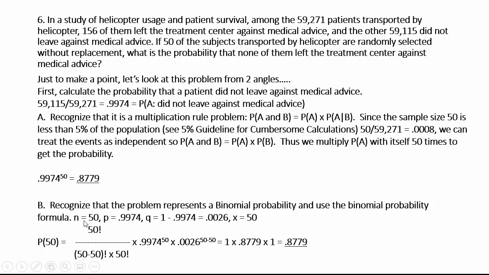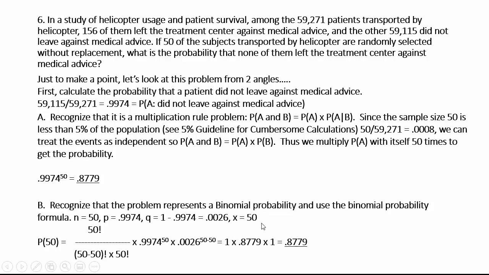So we can look at this as n equals 50. The p, the probability of success, is 0.9974. We had that given to us. And q, then, which is kind of the opposite of that, would be 1 minus 0.9974, which would be the probability of, say, leaving against orders, rather than not leaving, which is 0.0026. And I'm going to make x 50.